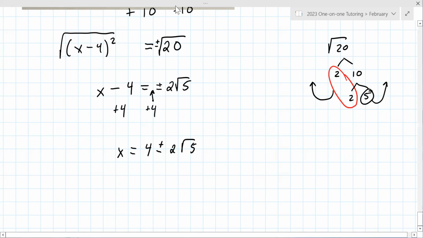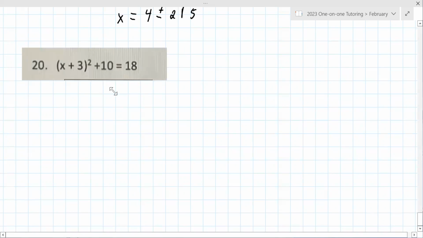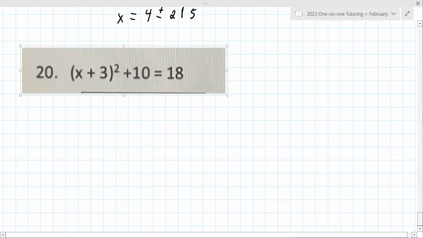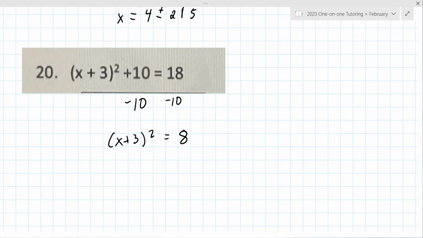Any questions on that before we do another one? Okay, this one's a lot like the previous one. We're going to undo the plus 10, so you're going to subtract 10 from both sides. So that's x plus 3 squared equals 8. And then we're going to take a square root of both sides.